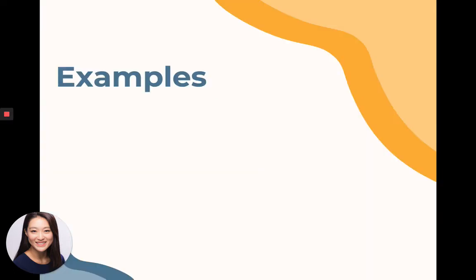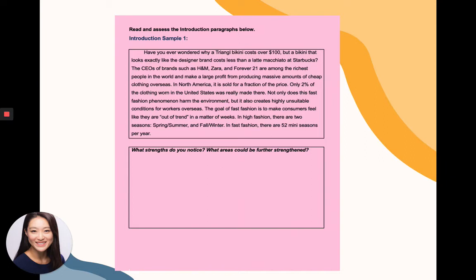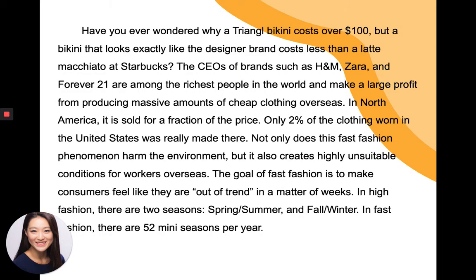So let's take a look at some examples. These are examples that I pulled from the pink booklet that I provided you. So I'm looking at the one called Introduction Sample 1. You might want to briefly pause the video at this point to read this intro. Okay, so let's start by looking at the opening statement.